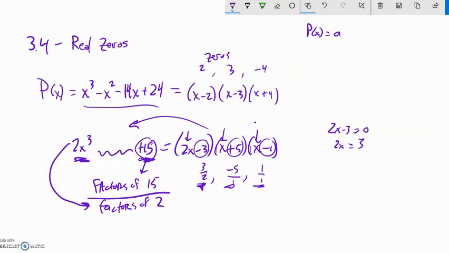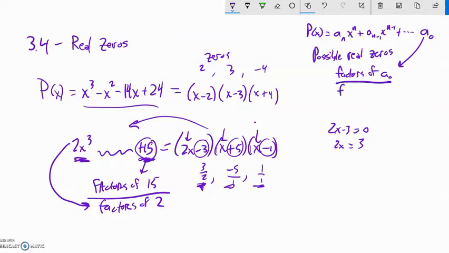So if I have a polynomial, we'll say a sub n times x to the n plus a sub n minus 1 times x to the n minus 1 plus and so on, all the way down to a sub 0. My possible real zeros, there might be some other ones, but the only possible real zeros are going to be factors of the constant, the last term, divided by factors of the leading coefficient. Now those aren't guaranteed zeros, but those are the only possible ones.